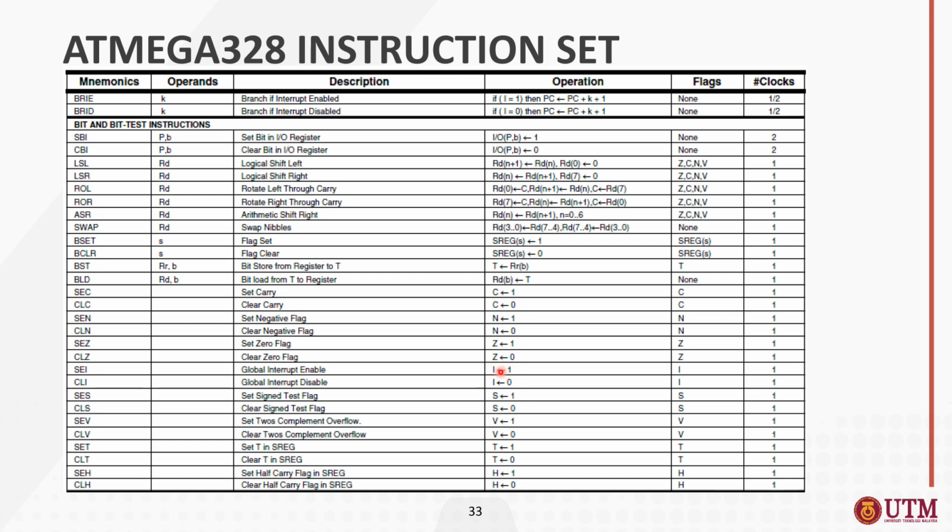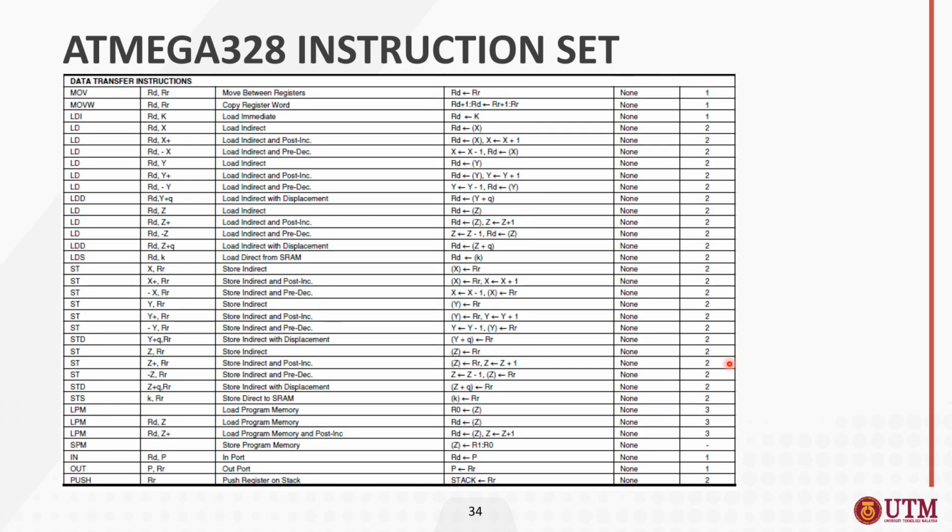It will store 1 to the flag I here. So flag I here indicates the interrupt flag, the global interrupt flag. You can refer to the instruction set. I will share the link to the details on the instruction set so that you can see the definition of Z, C, N, V, I, and so on. The instruction set is quite long, so you can go through all of those later.